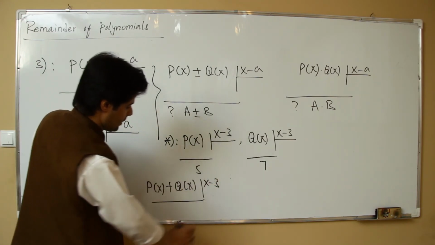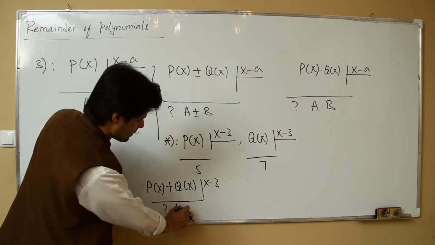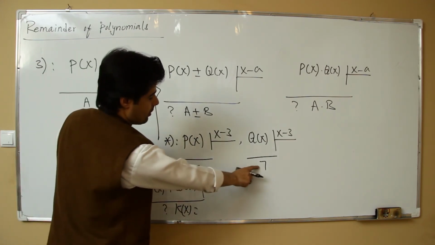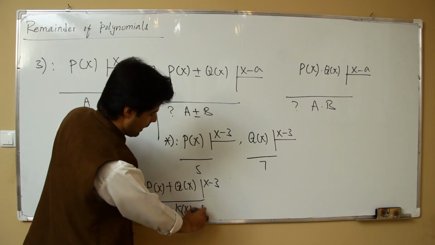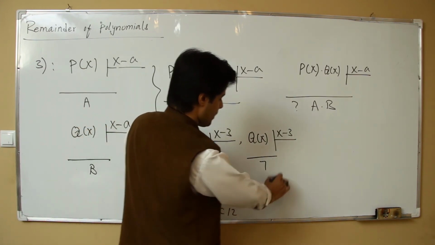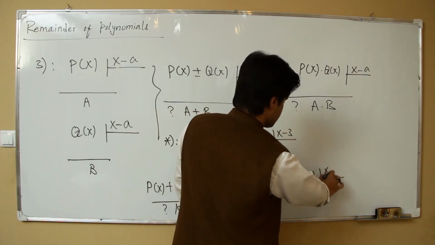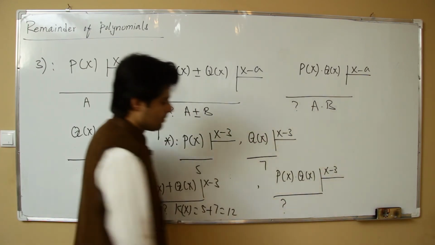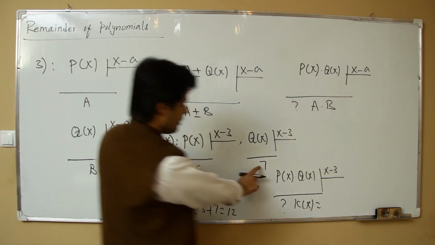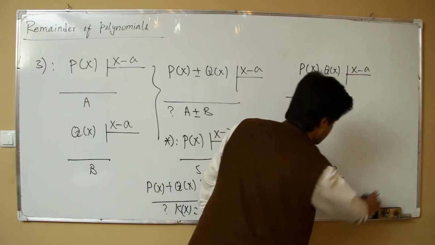Divided by x minus 3, what is the remainder? Then the solution is k(x), equal to the addition of the previous remainders: 5 plus 7, and that is 12. If I say p(x) times q(x) divided by x minus 3, what is the remainder? The remainder is k(x), and that is the multiplication of the previous remainders: 5 with 7, it is 35.